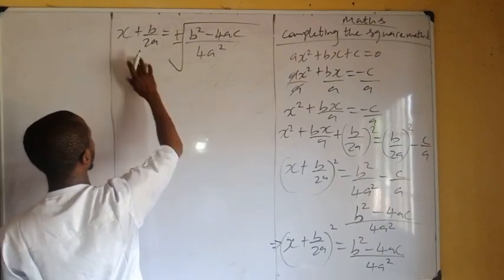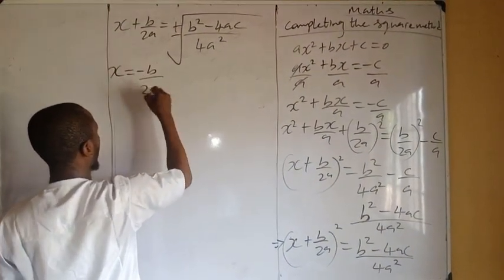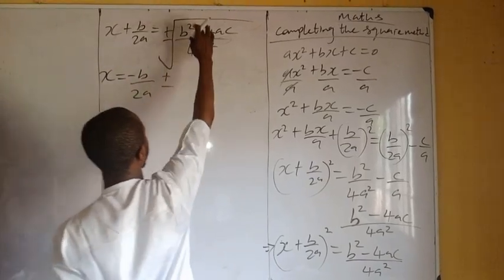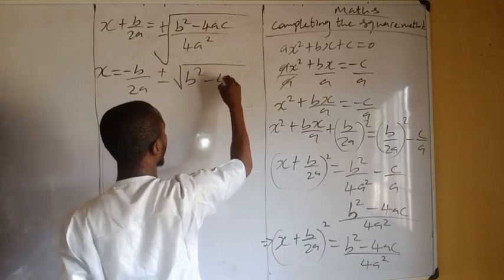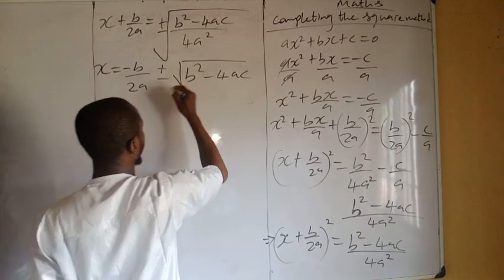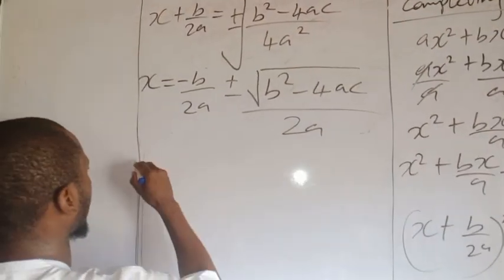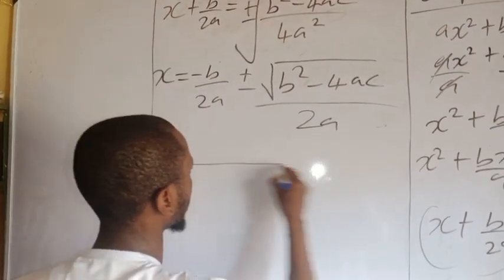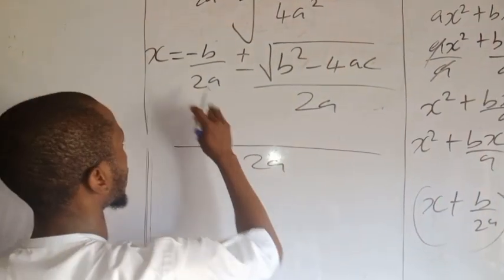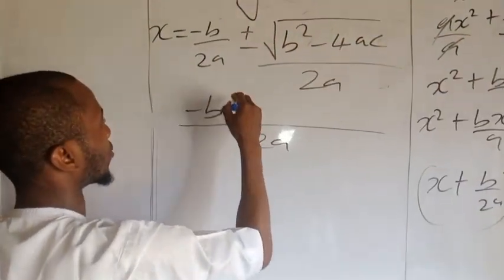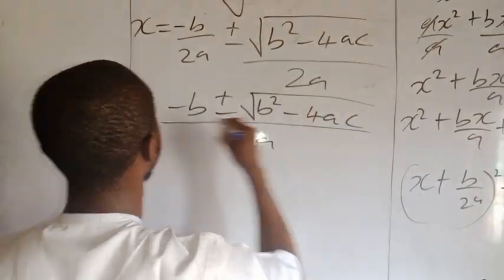Alright, now having done that, we bring this one to this side and then we have that x is equal to minus b all over 2a plus or minus. When you take the square root of the numerator, it will still be the same thing, b squared minus 4ac. When you take the square root of the denominator, we have 2a. Alright, now we take the LCM. Because we have 2a, our LCM becomes 2a. So 2a into 2a, you have minus b plus or minus square root of b squared minus 4ac.